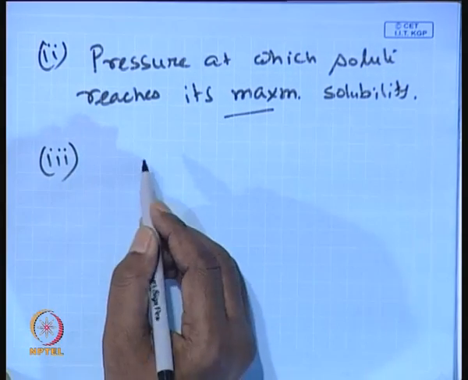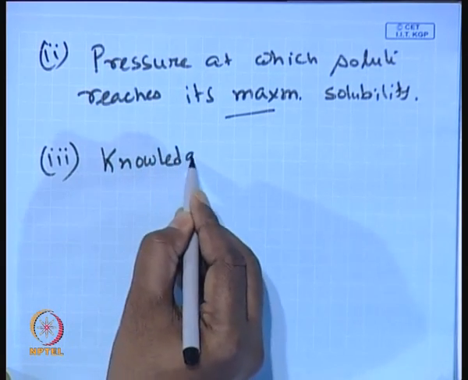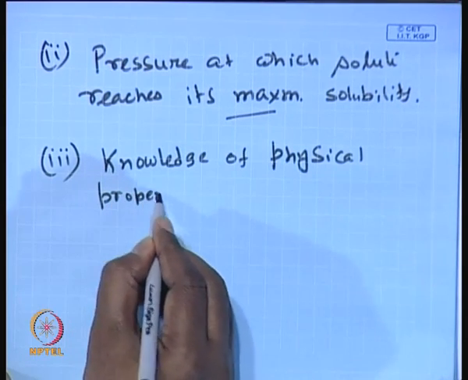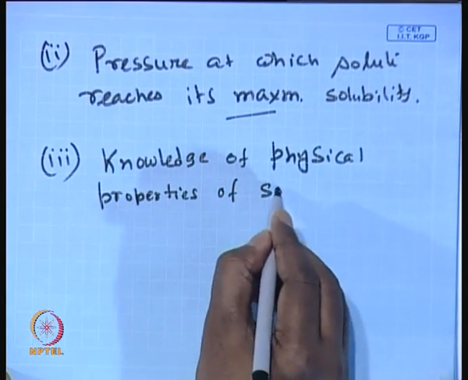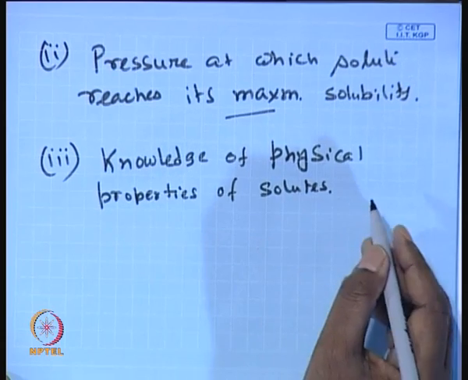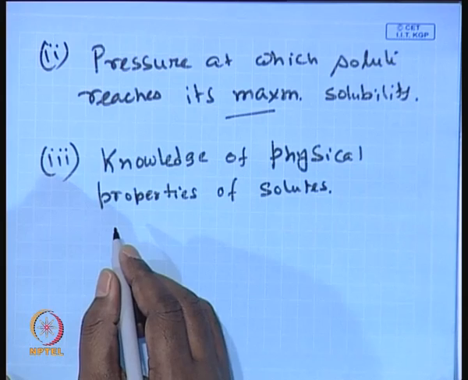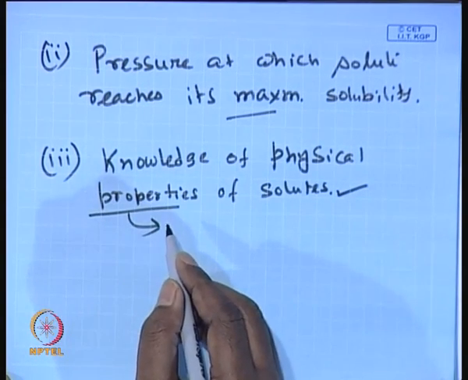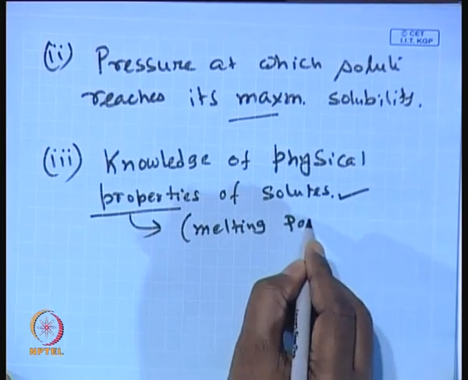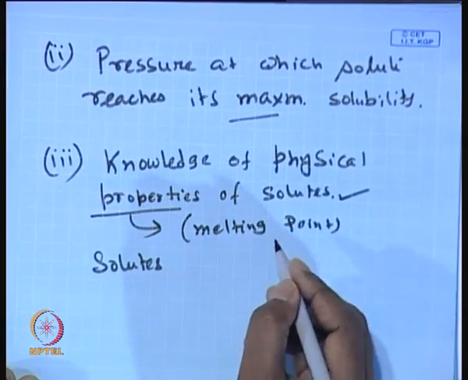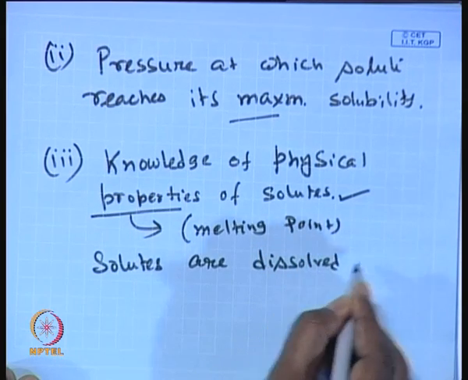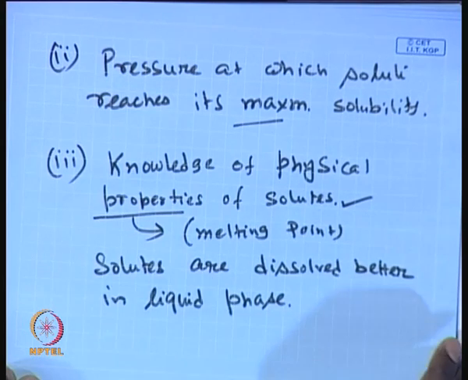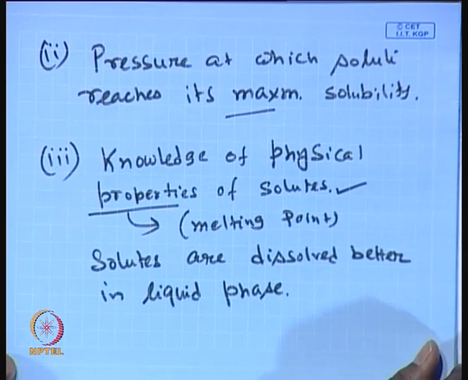The third important parameter that you are going to see is the knowledge of physical properties of solutes. Okay. Solutes are dissolved better if they are in the liquid state compared to the solid state. So, this knowledge of the physical state of the solute, for example, the important physical property you are talking about is the melting point. Solutes are dissolved better in liquid state compared to the solid state. So, this knowledge of the physical properties of solutes is very important.